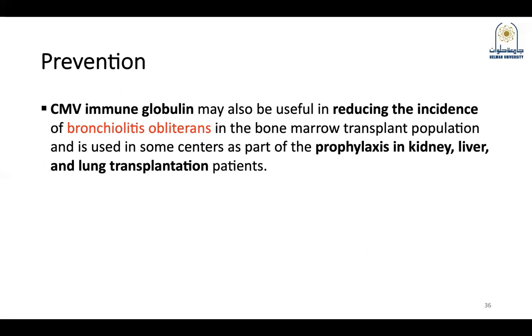Also, cytomegalovirus immunoglobulins to reduce bronchiolitis obliterans in the bone marrow transplant population are used in the centers as part of prophylaxis in kidney, liver and lung transplantation. So there are immunoglobulins against the cytomegalovirus in order to decrease the incidence of reactivation or flaring up after transplantation.